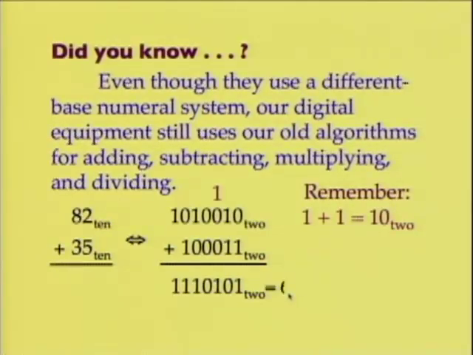When you convert this back, this is my group of 64, group of 32, group of 16, no 8s, a 4, no 2s, and a 1. That adds up to 117. It's the correct answer. All the algorithms still work. So there's nothing new algorithm-wise going on in our computers. It's just the numeral system that is different.